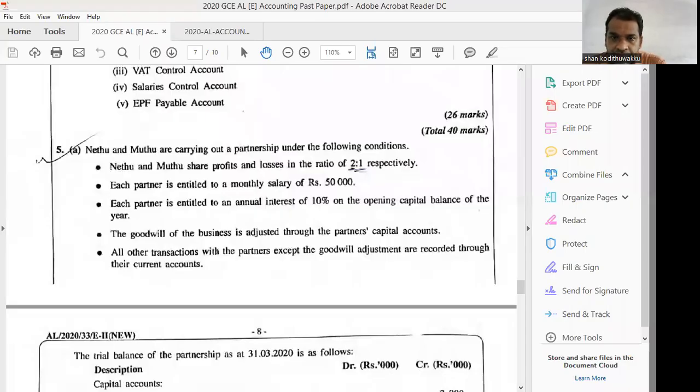Here, question number 5, part A, Nethu and Muthu are carrying out the partnership under the following condition. This is the agreement. You are given the agreement on the top of the question. Then we have to read carefully and understand.